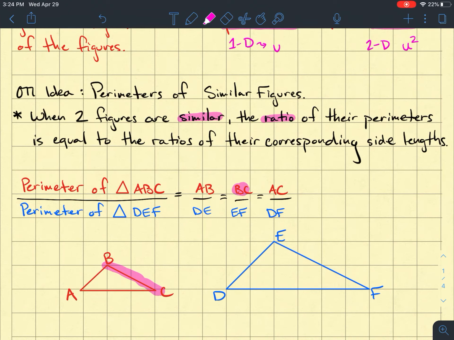Or side BC over side EF, side EF. So if you were to use those numbers of the lengths of each side in a ratio, you would get the same ratio as if you were to put the perimeter of the red over the blue. And lastly, side length AC, so the number that would go there, over its corresponding side length of a similar triangle, DF. Okay? So you can set up, all those ratios should be the same when the figures are similar.